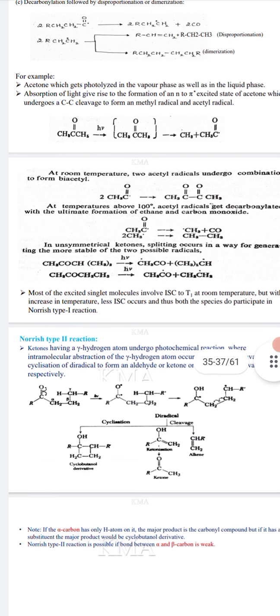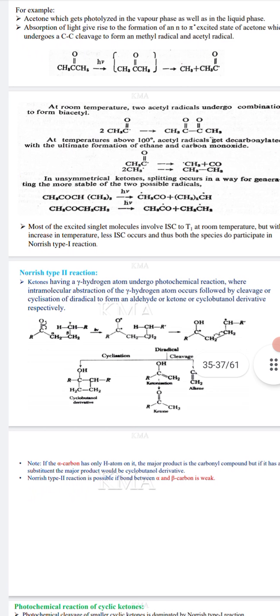In case of Norrish type 2 reaction, ketones having a gamma hydrogen atom undergo this type of reaction to give an aldehyde or ketone or cyclobutanol derivative. As in case of olefins, the excitation happens with pi to pi star. But in case of carbonyl compounds, the excitation happens from the non-bonding orbital of the carbonyl group to the antibonding pi orbital, that is, the pi star orbital. So n to pi star excitation happens in case of carbonyl compounds.